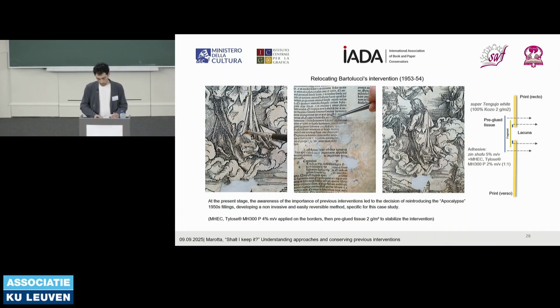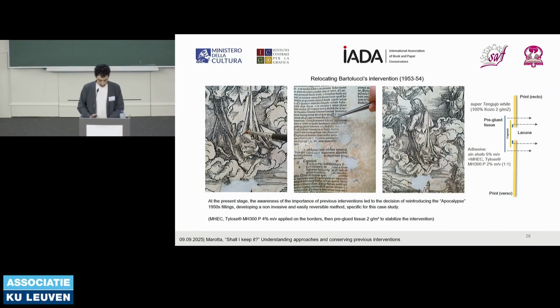It was necessary to develop the approach and the decisions that we put in place during this treatment. The awareness of the importance of the historical stratification led us to the decision of reintroducing the 1950s filling, developing a minimally invasive and easily reversible method specific for this case study. So some sort of drum-like repositioning based on the photographic documentation.